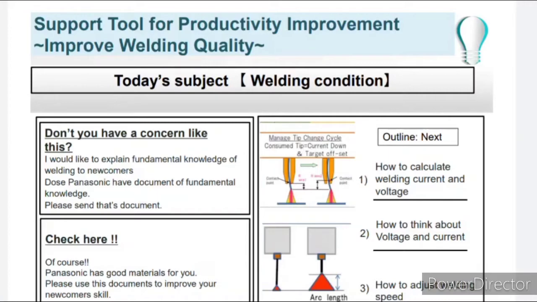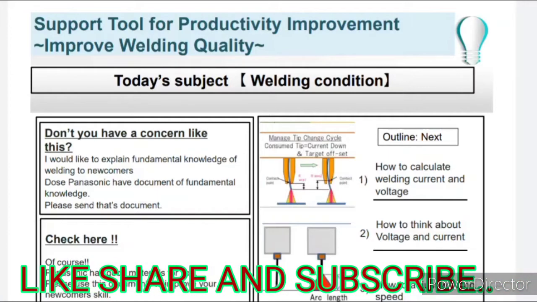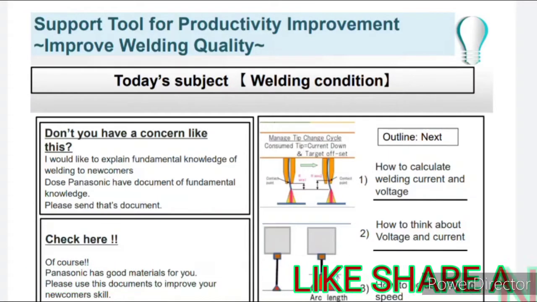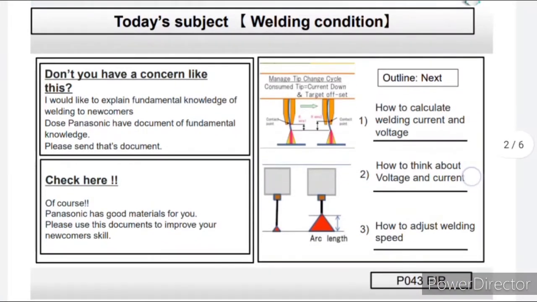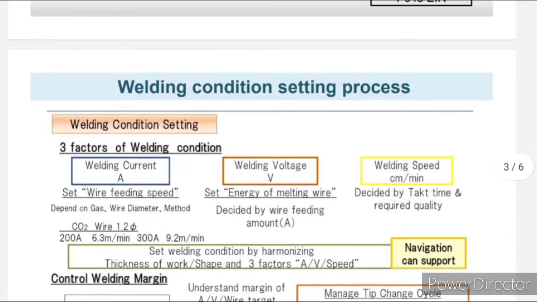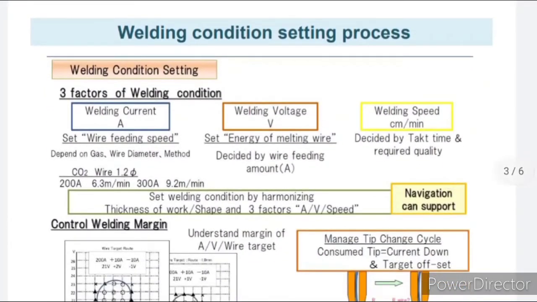Experienced persons set voltage and current on the basis of experience. But today we learn how to calculate welding current and voltage, how to think about the voltage and current, and how to adjust the welding speed. There are 3 points covered in this video. Come to the next slide. First point, the welding condition setting process.